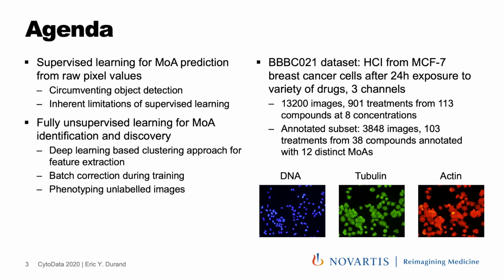And perhaps best known is the annotated subset of this dataset, which consists of just below 4,000 images from 103 treatments taken from 38 compounds that are annotated with 12 distinct MOAs. So in the literature, lots of methods focus on this annotated subset because you have ground truth labels on which you can train your supervised methods. And also it's easier to evaluate your approach because of the ground truth labels.